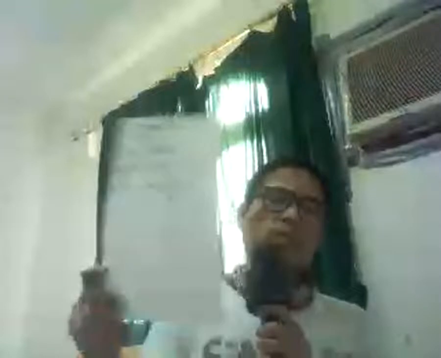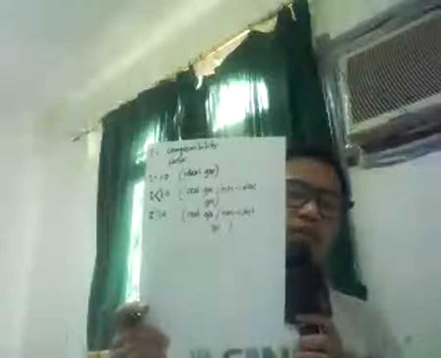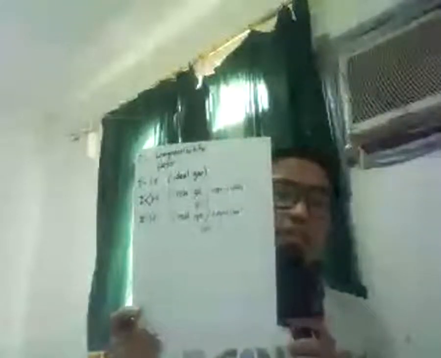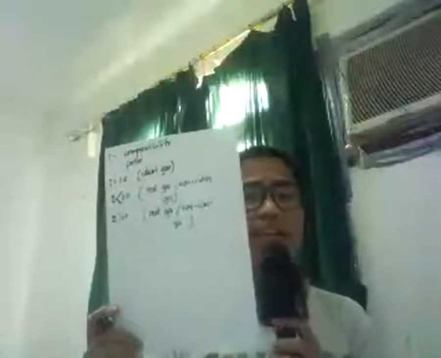Now, if Z is greater than 1, this is also a real gas and non-ideal gas. So if the compressibility factor Z is greater than 1, it's still a real gas and non-ideal gas. If it's less than 1, it's still a real gas and non-ideal gas.